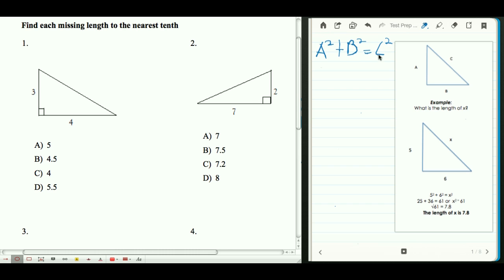Okay, so what I mean by A, B, and C, you're going to have a triangle, and it's going to be a right triangle. And every time you use the Pythagorean theorem, it needs to be a right triangle with 90 degrees. Beyond that, you have side A, side B, and side C. Side C is always the longest side, and side A and B are going to be the shorter sides.